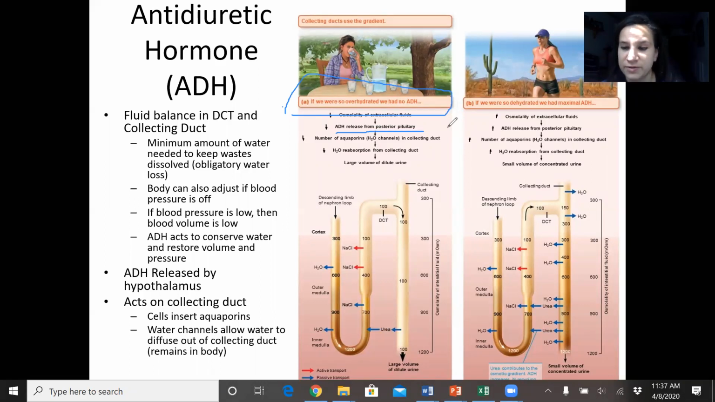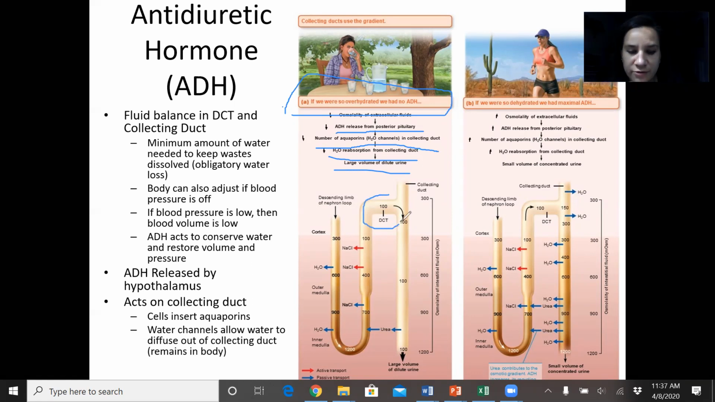Again, remember, it's one of those neurohormones manufactured in the hypothalamus, and then that neuron stretches all the way down to the posterior pituitary, where it will be released and function like a stereotypical hormone. So the target for this hormone is going to be the distal convoluted tubule and the collecting duct of the nephron. So that will reduce the number of aquaporin or water channels in the collecting duct. That's going to decrease water reabsorption. So then we end up with a large volume of dilute urine.